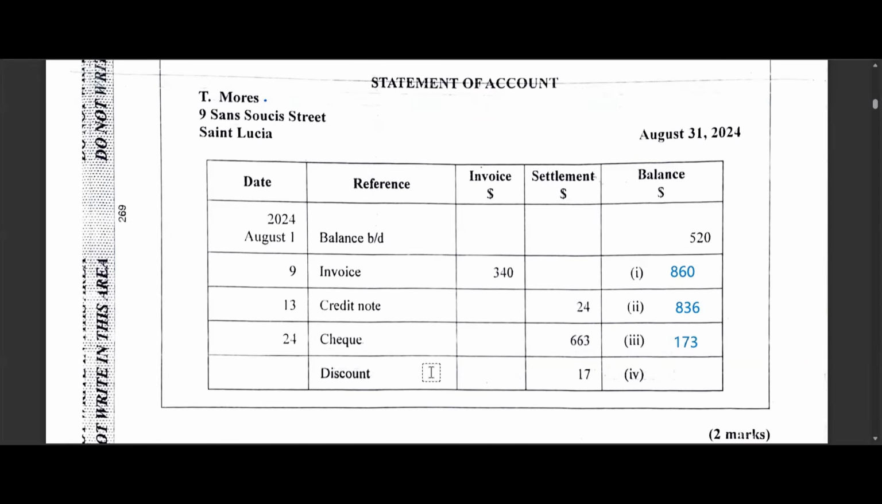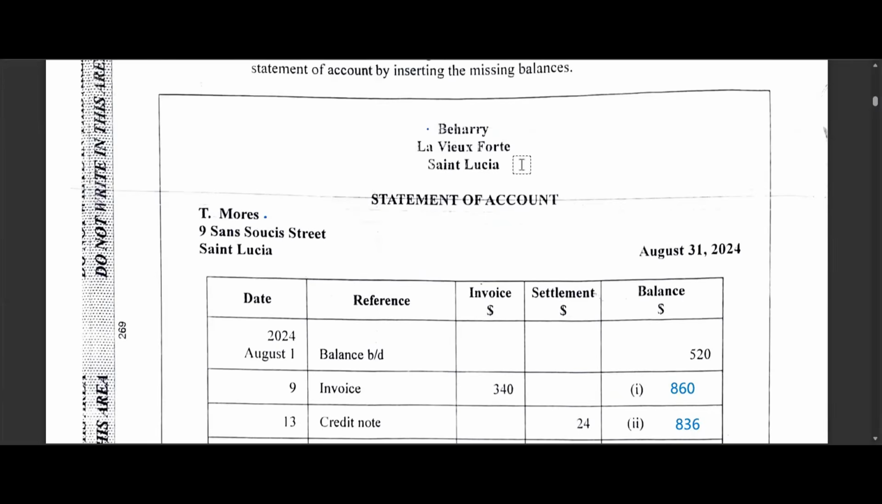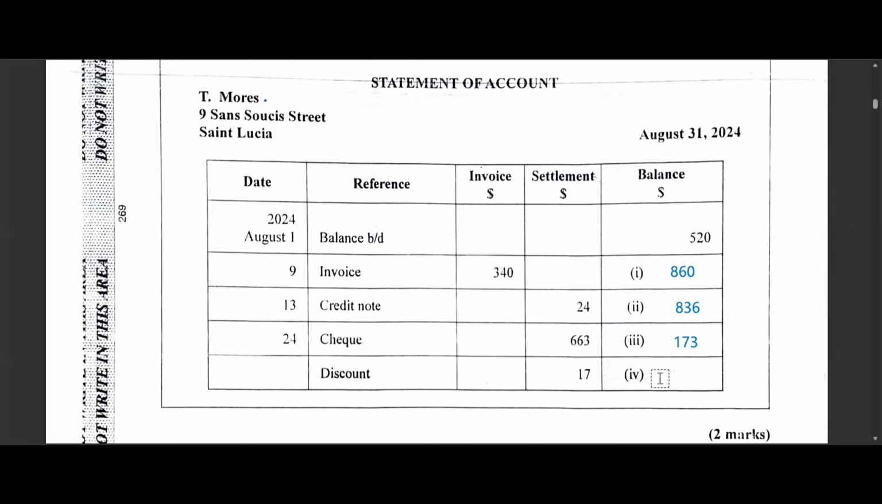And finally, guys, a discount of $17. Discount allowed simply means Timor's received that discount from Bihari, and therefore Timor's will be owing Bihari less money. So 173 subtract your $17 discount, gonna give us a value of 156. Alright guys, so there we go. These are the answers for that first part of question 1.